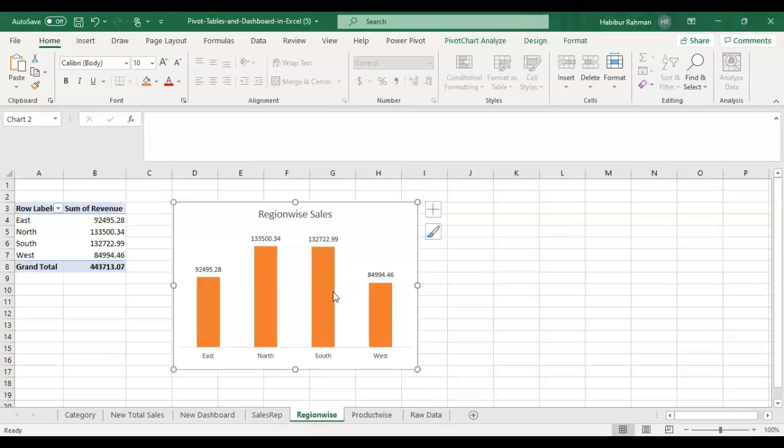Then I made region-wise sales. The North region has the highest revenue. Then West has the lowest sum of revenue. You can see it from this chart.